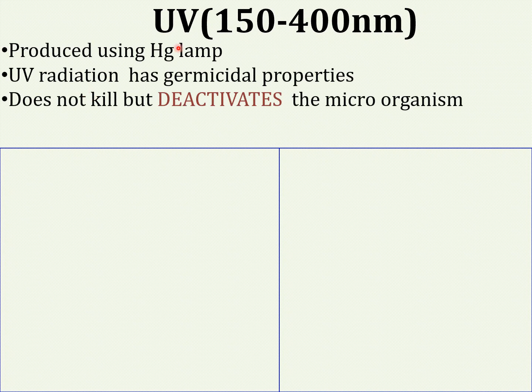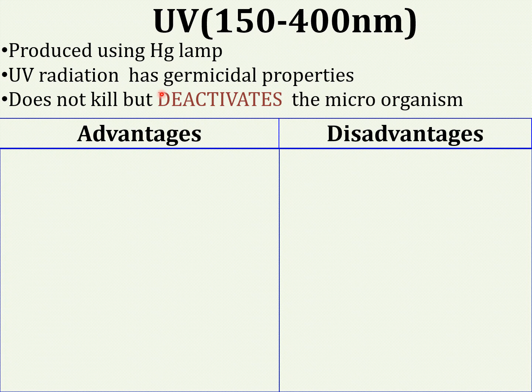Coming to the last disinfectant in the syllabus, that is UV. It's not a chemical, it's an electromagnetic radiation of wavelengths in the range 150 to 400 nanometers. This is usually produced using a mercury lamp, and it has got germicidal activities. Let us now consider the advantages as well as the disadvantages of this process.